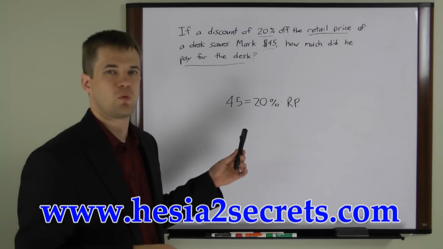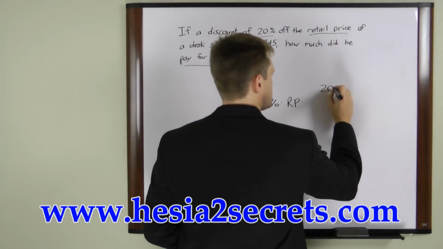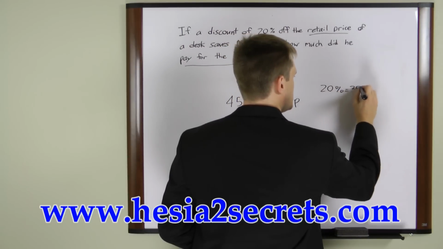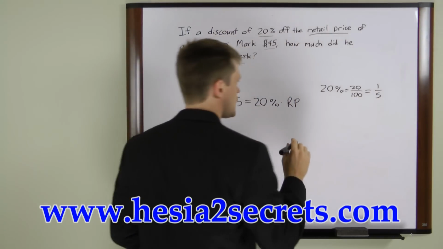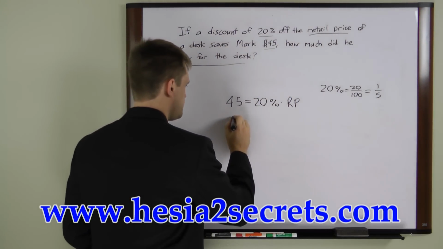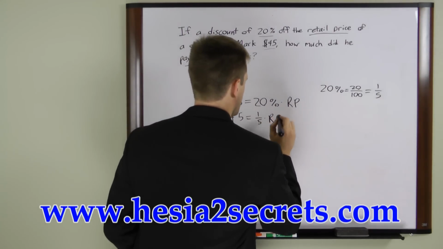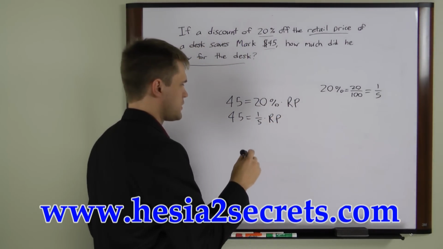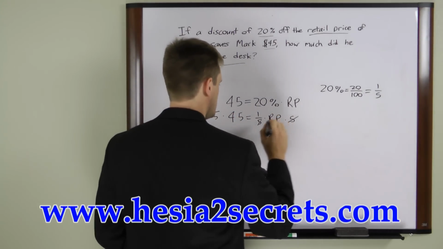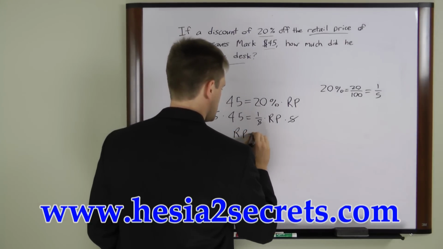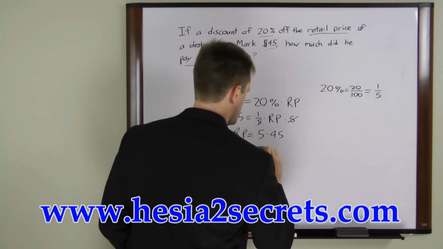Now to solve this equation, we want to convert the percentage to a fraction. So let's do that. 20% equals 20 over 100, which is the same as 1 over 5. So let's substitute that back into this equation. 45 equals 1/5 times retail price. Now to solve this, we can multiply both sides by 5. These 5's cancel, giving us the retail price equal to 5 times 45, or 225.